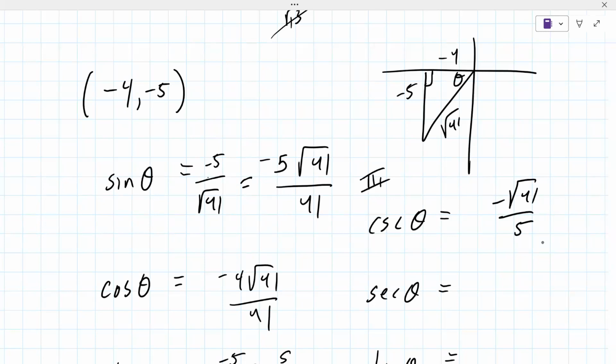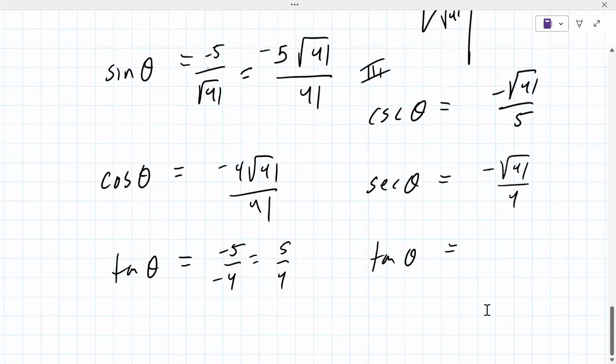Okay. About secant of theta. It would be -root 41 over 4. Good. And then tangent of theta.